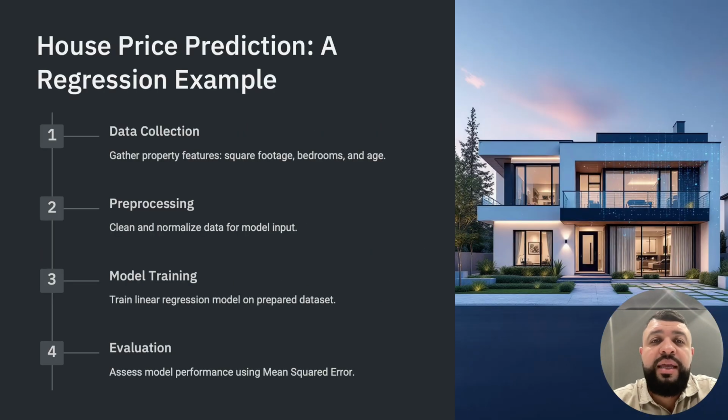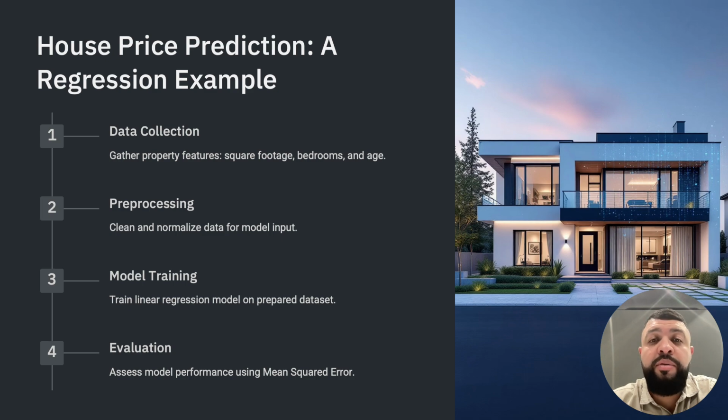Now, let's take a closer look at a use case to understand how regression works in practice. So, imagine you are working on a house price prediction model. The dataset we are using may include features like square footage, number of bedrooms, and age of the property. Using linear regression, we train the model to predict the price of a house based on those factors.